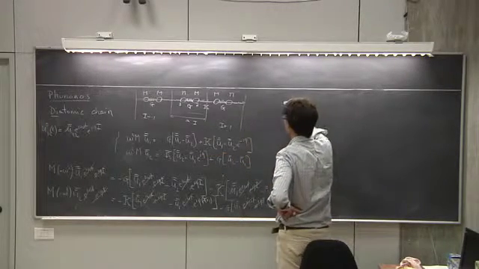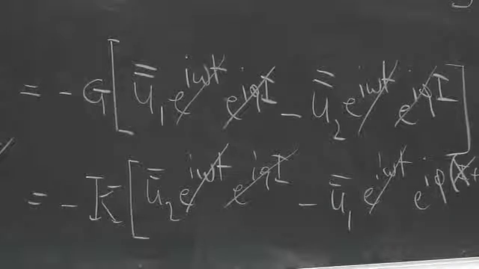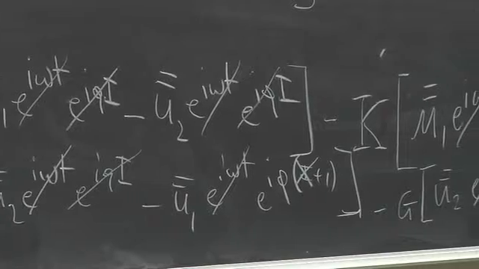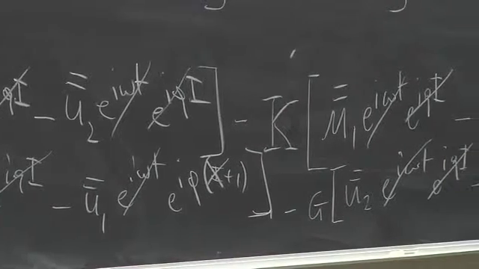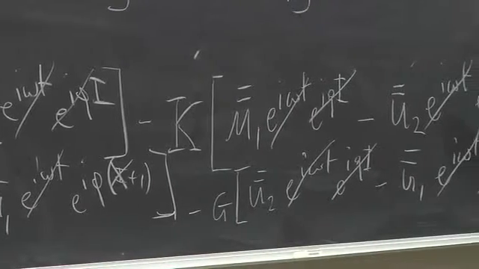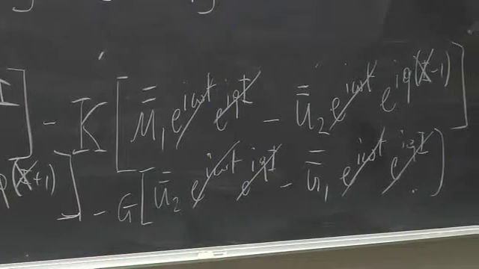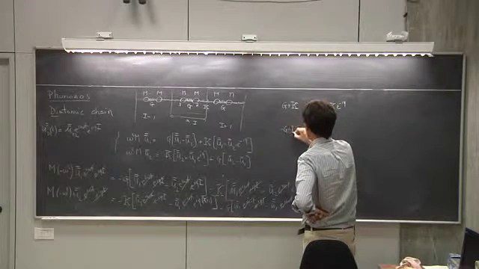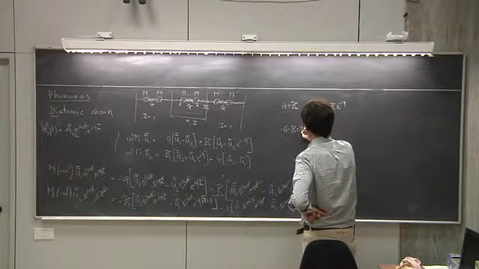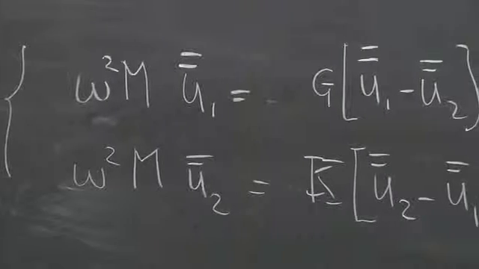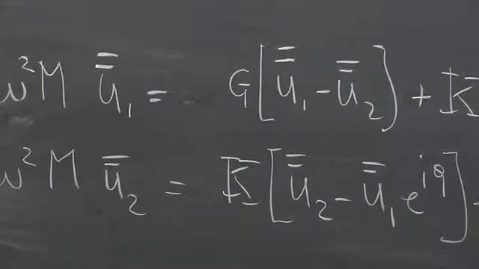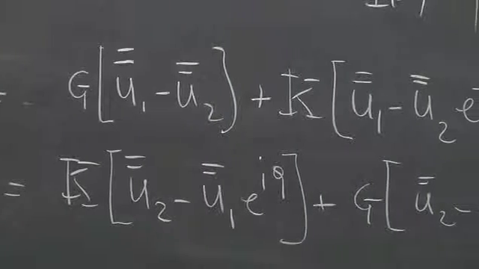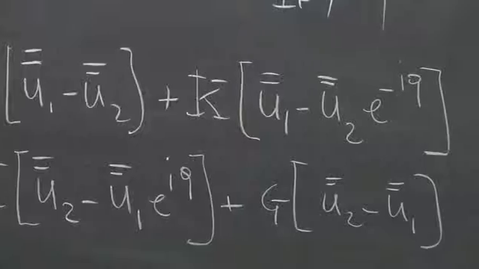First, the right-hand side: g plus k, minus g minus k e to the minus iq, minus g minus k e to the iq, g plus k. All right?